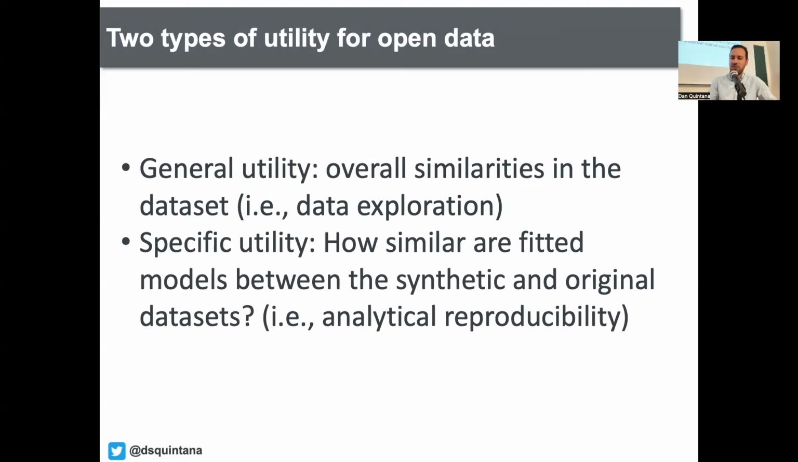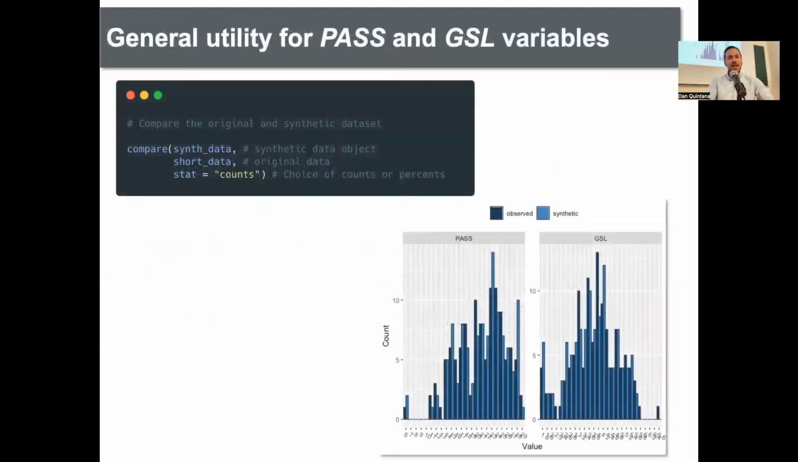So if your research question is how much these two variables are related, you want to look at whether the results for that research question are similar between the original data set and the synthetic data set. To check the general utility for the relationship between the PASS and GSL variables, we can run the compare function, and you just specify the synthetic data object and the original data, and there's an option for whether you want to present counts or percents.